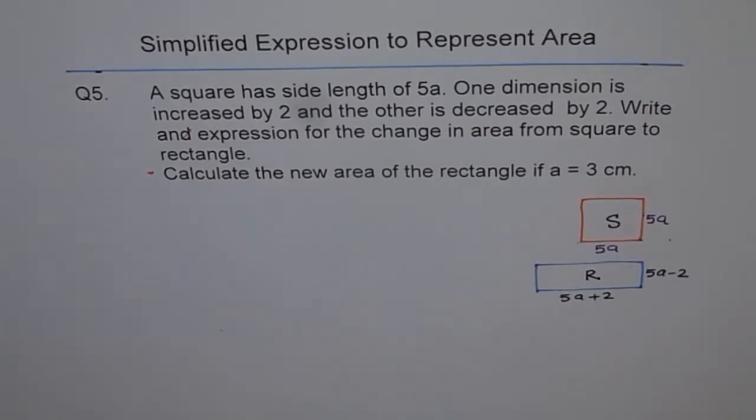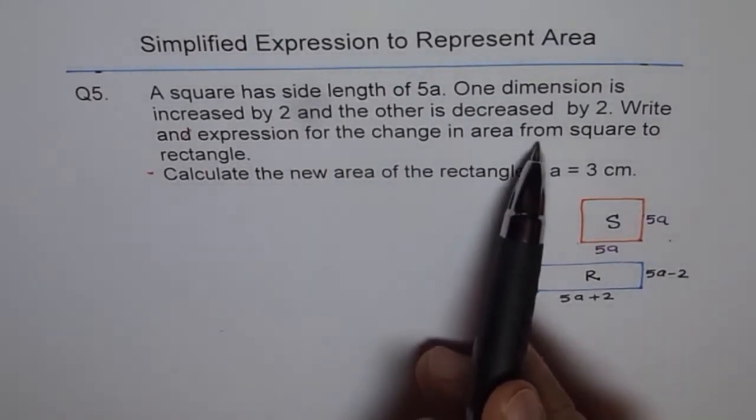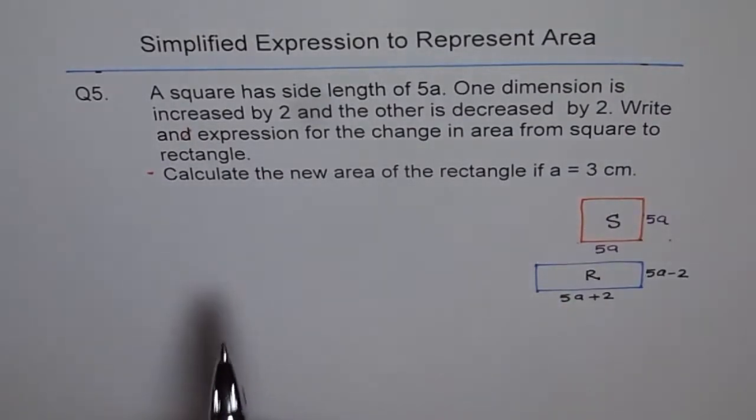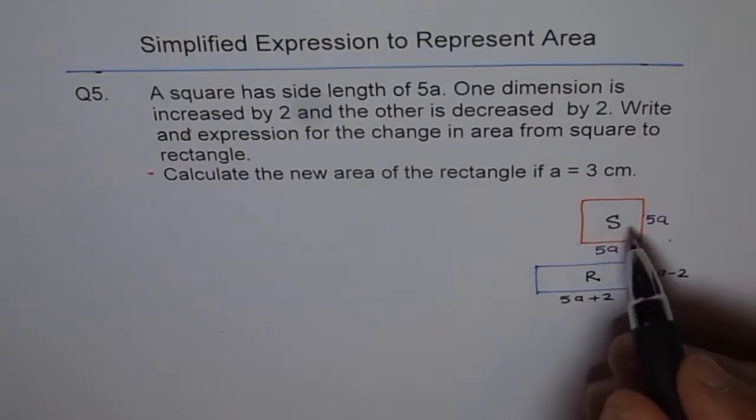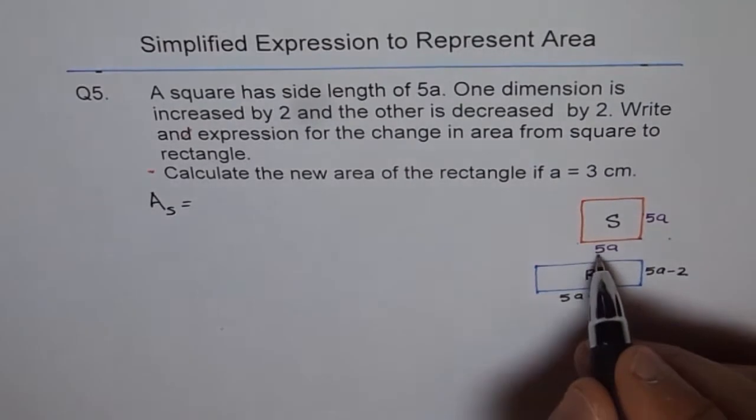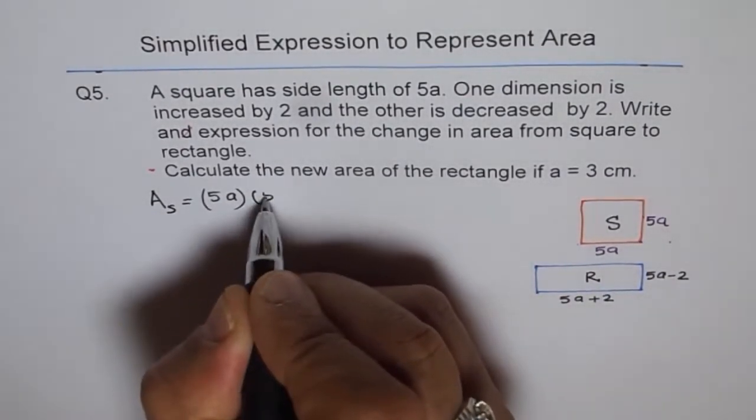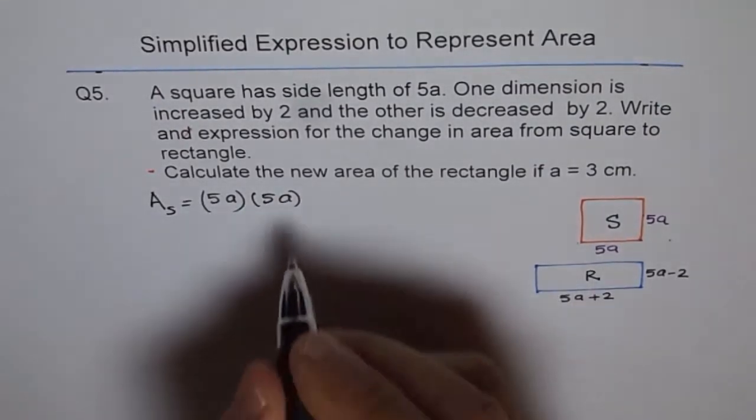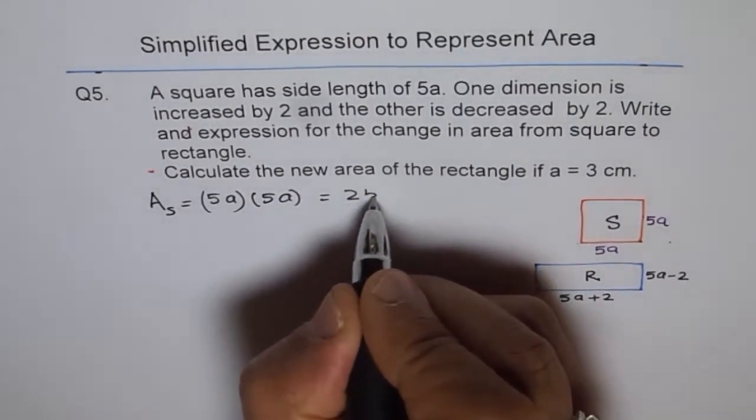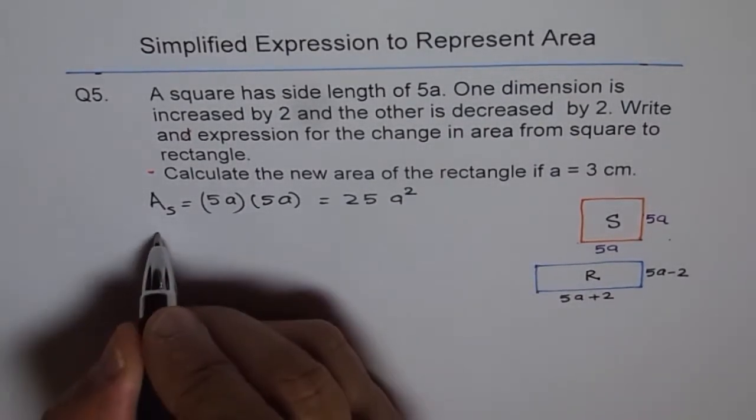Now let's look into the question. What do we need to find? Write an expression for the change in area from square to rectangle. Change from square to rectangle, so initial to final, okay? So initially the area of the square equals 5a times 5a, right? So the initial area is 25a square.